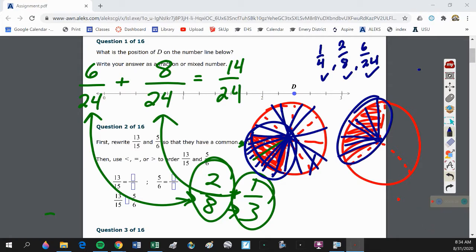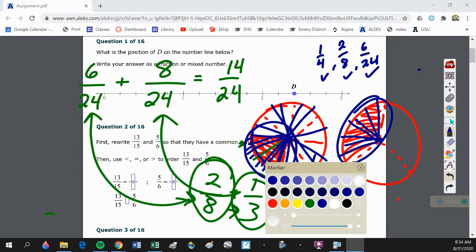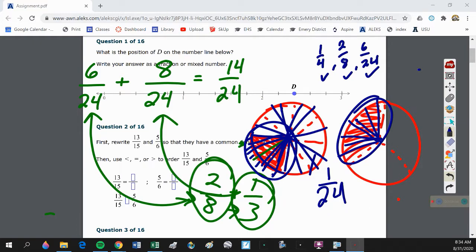So now that the pieces are all the same size, I can just count them. And by the way, how big is each piece? 1/24. So, how many pieces are on the left? 6. How big is each piece? 1/24. How many pieces are on the right? 8. And how big is each piece? 1/24. So, 6 pieces plus 8 pieces is 14 pieces. But what should I do now?